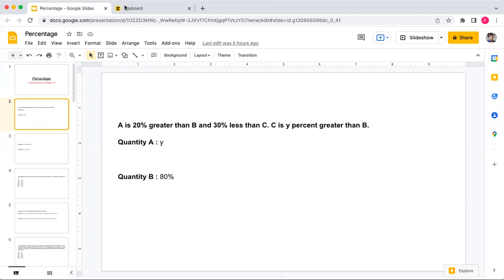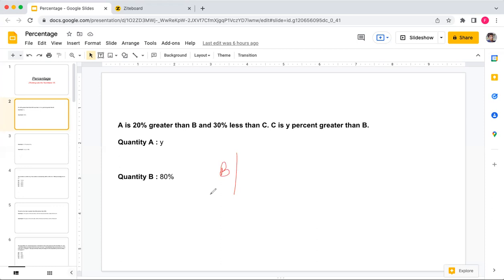B. What is the answer? B or D? B. So I'm a little bit confused here. So in quantity B, is it 80% or 80 only? 80%.